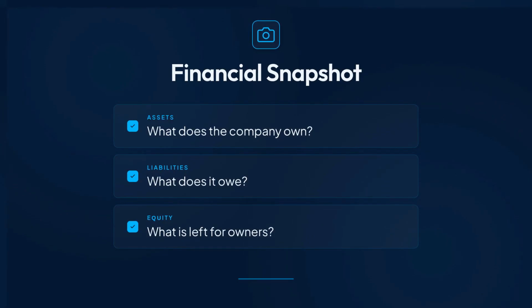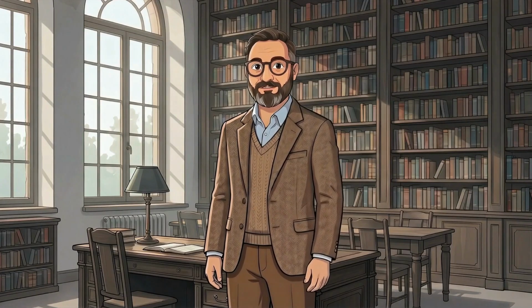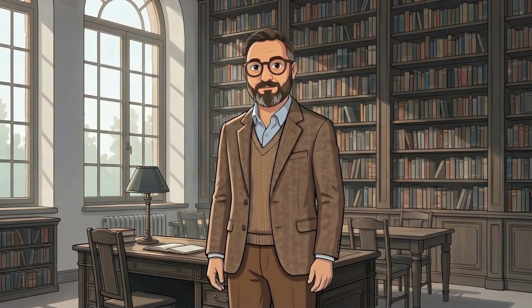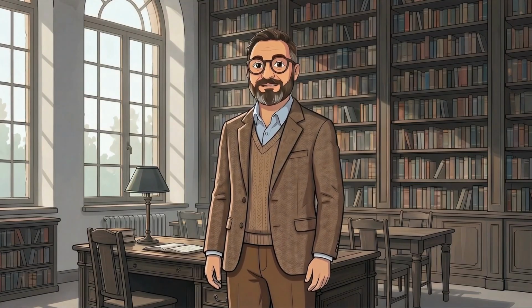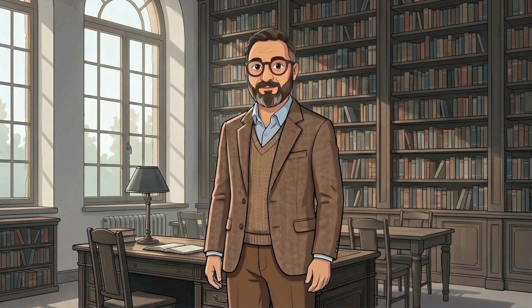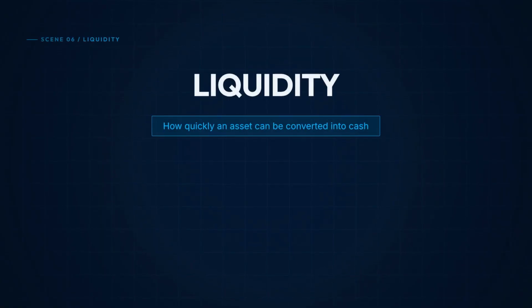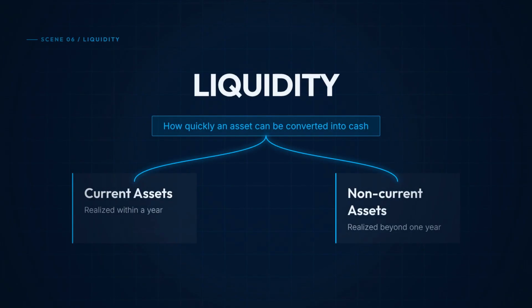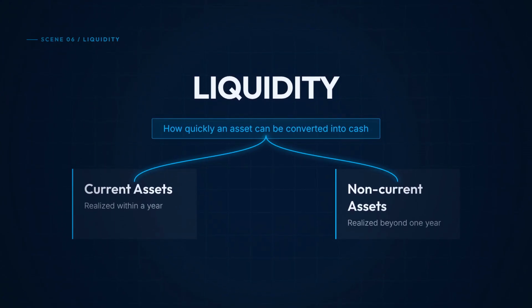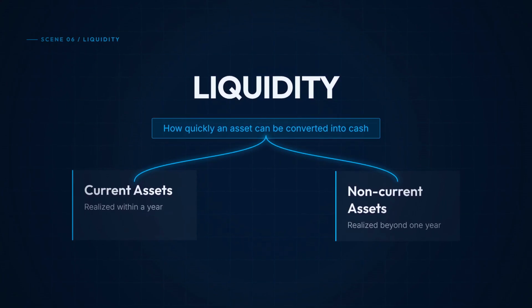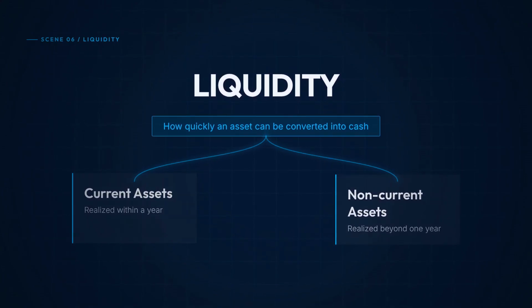What does the company own? What does the company owe? And what is left for owners? Let's look at that first question. What does the company own? These are the assets. Assets are resources that the company controls that are expected to provide a future economic benefit. They are presented in order of liquidity, which refers to how quickly an asset can be converted into cash. Assets are separated into current assets expected to be realized within a year and non-current assets.